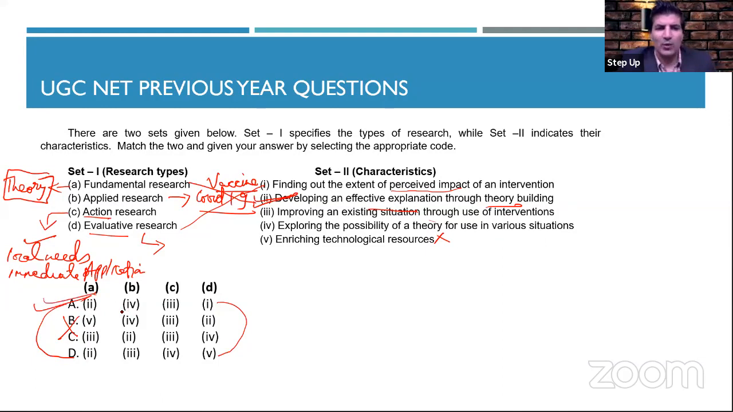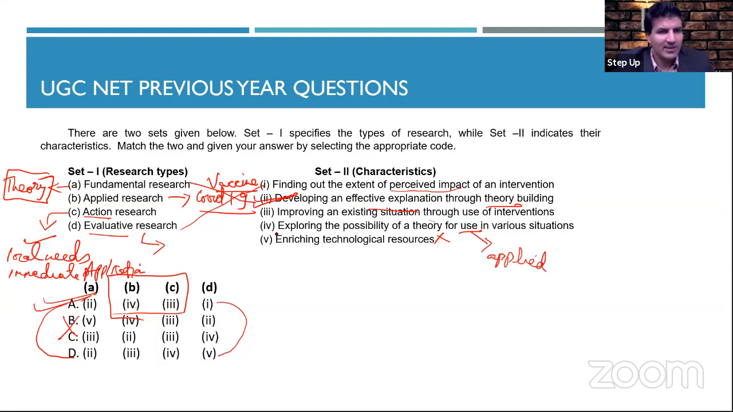But if you're, let's say, not 100% at this point of time, you can still evaluate these two as well, right? What is B? B is 4. So let's check B, applied research. B is 4. Exploring the possibility of a theory for use in various situations. Again, use it about applied, correct? So therefore I think this is correct.